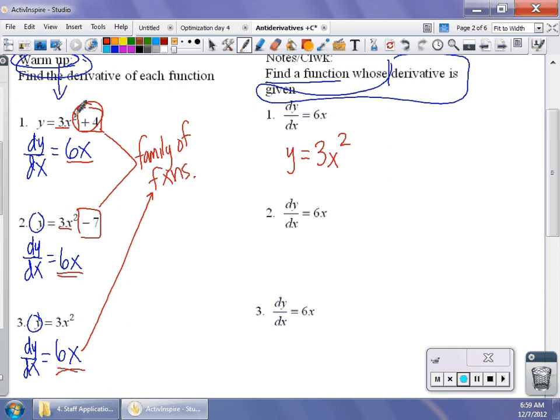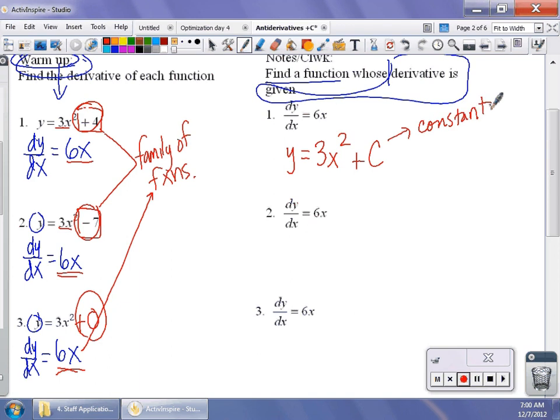Is it 3x squared minus 7, like in the second example? Or is it just 3x squared, technically, plus 0, like we have in the third example? And the truth is, we really don't know if there was a constant to this function. There might have been, there might not have been. So to take care of that, we're going to put a plus c. The c represents a constant that could be there.